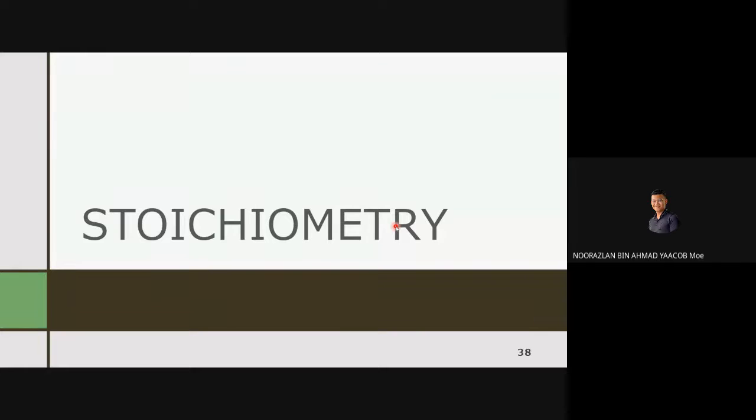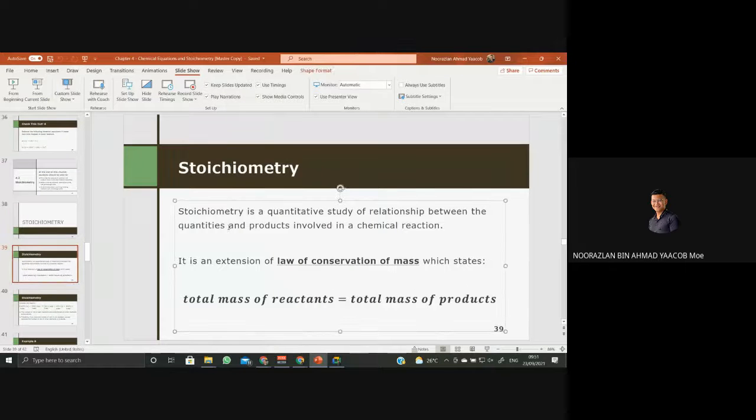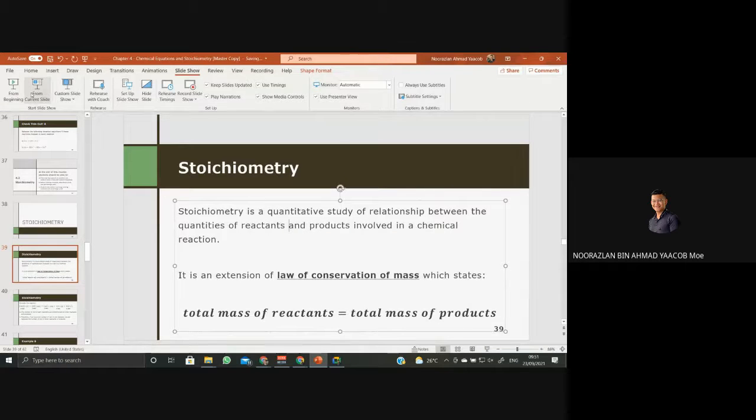So stoichiometry. What is stoichiometry? Stoichiometry is a quantitative study of the relationship between the quantities of reactants and products involved in the chemical reaction. So there are quantities of reactants and products involved.